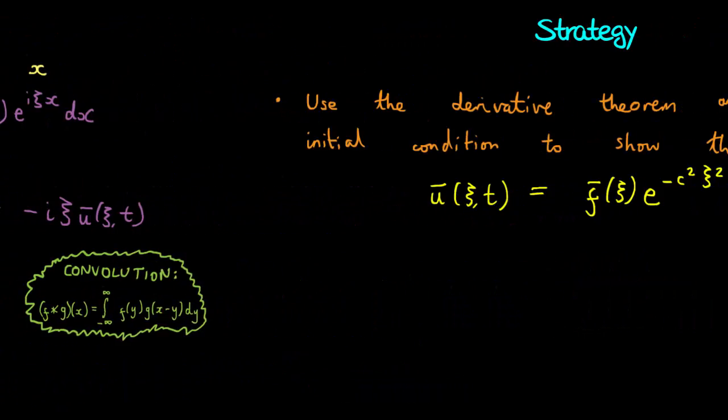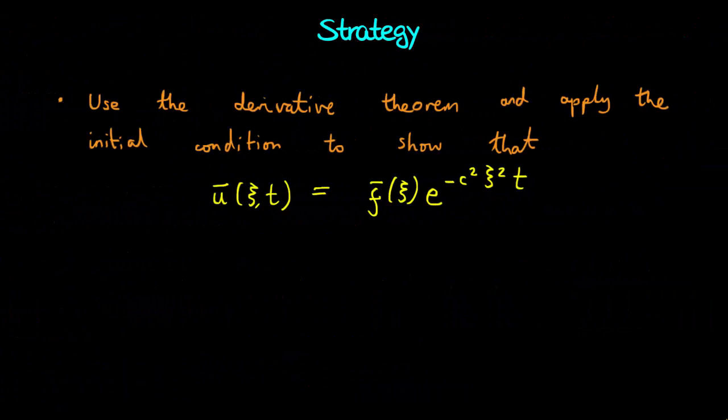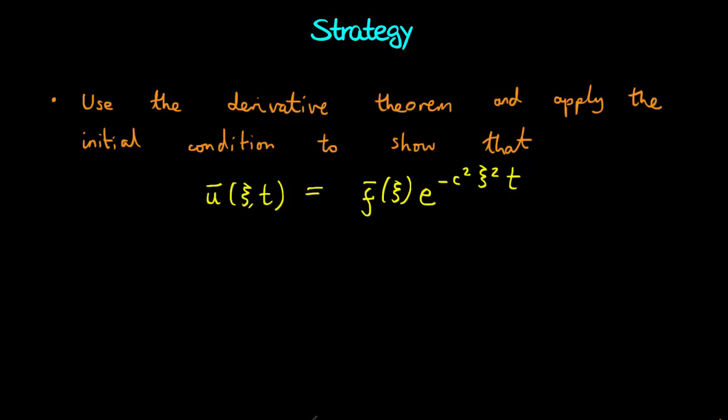What about our general overall strategy for solving the heat equation? First of all we're going to use the derivative theorem and apply the initial condition, and that's going to allow us to show that u bar, the Fourier transform of u, is given by this expression here, f bar times e to the minus c squared xi squared t. So we first find an expression for the Fourier transform of u.